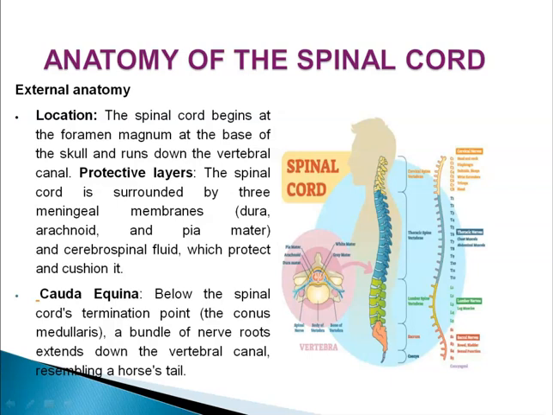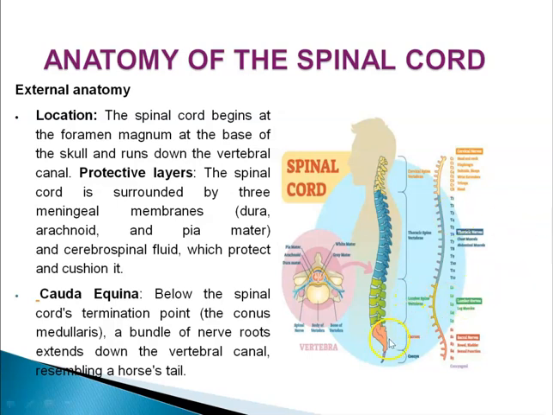The external anatomy of the spinal cord is, as I said, it begins from C1, that is at the base of the skull, at the junction of the foramen magnum. It runs down the vertebral column till the level of L1. The spinal cord is surrounded by three meningeal membranes, which are the dura mater, arachnoid mater, and pia mater, as depicted in the picture. It contains cerebrospinal fluid, which protects it and cushions it.